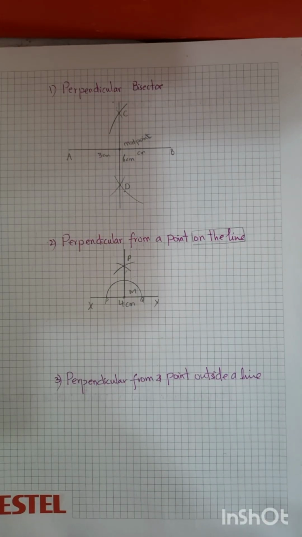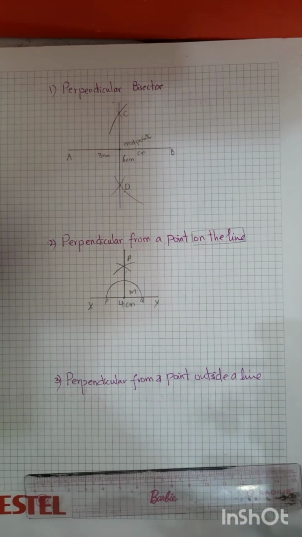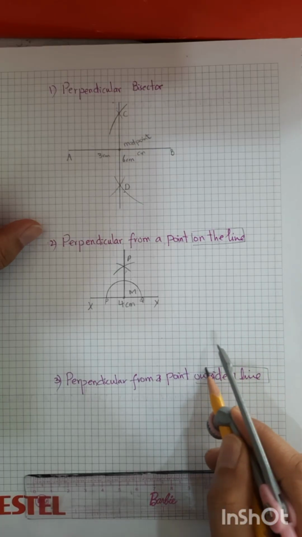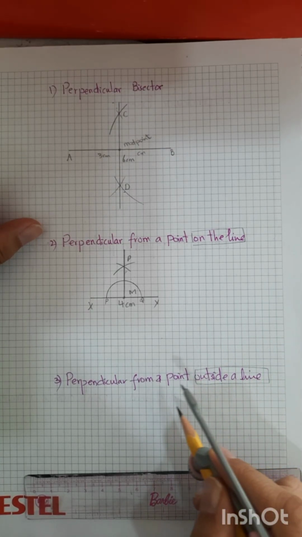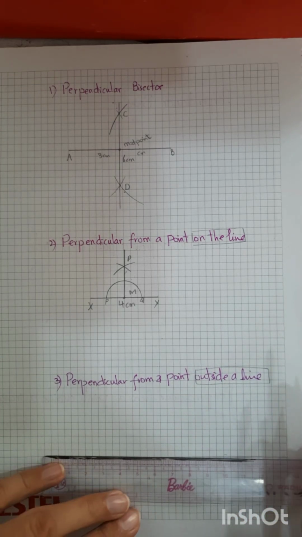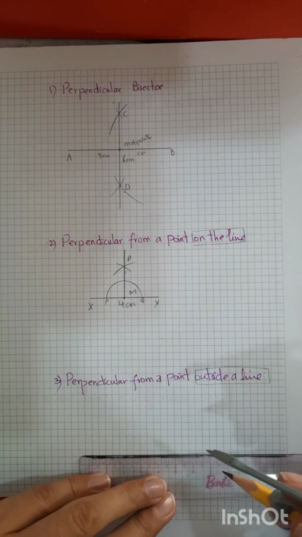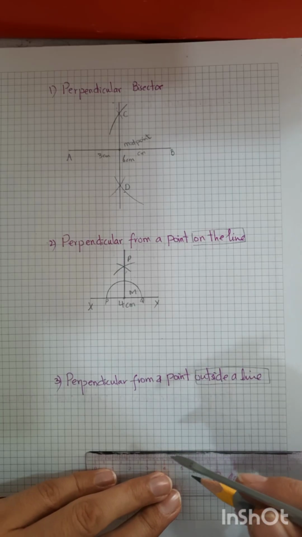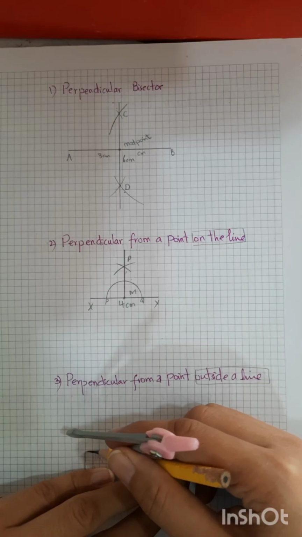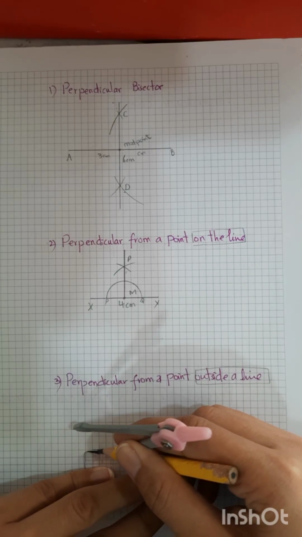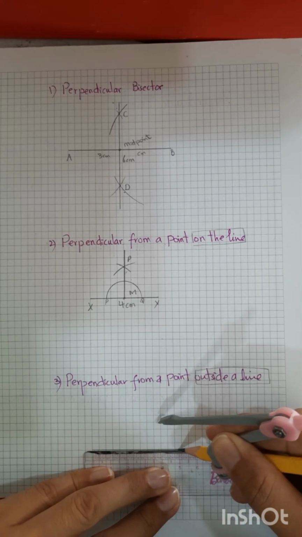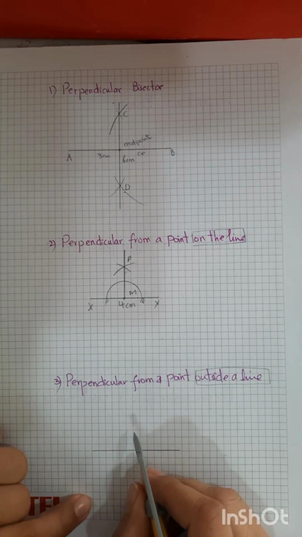So coming to the last case, where you have to draw a perpendicular from a point outside the line. Now you have to focus on this point outside the line. That means it should not lie on the line, it should lie outside the line. Again, let's take a measurement of a line segment. In this case, let's take 5. It's up to you whatever you take, but when it's asked in an exam for a certain length, you have to take that one. So here I am taking 5 centimeter.